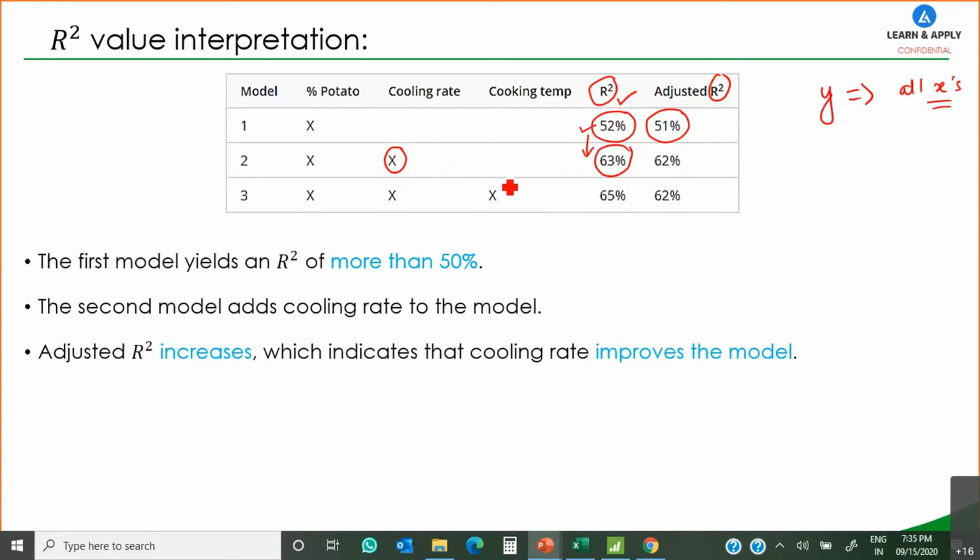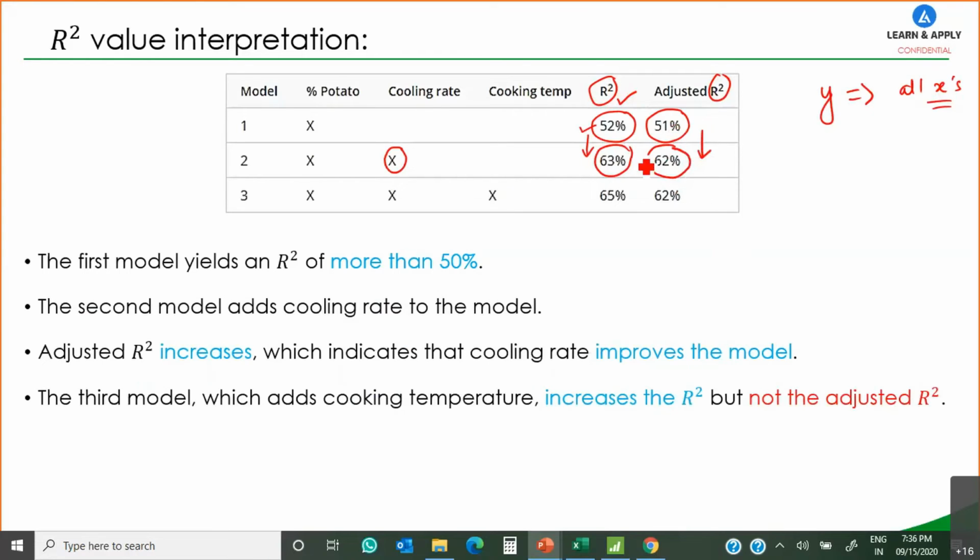As we add multiple variables, multiple factors, irrespective of whether they are impacting Y or not, this R square value is going to increase. But adjusted R square also increases here, which indicates that cooling rate improves the model, right? So now it has improved from 51 to 62%. Now if you add your third term to this model, let's say cooking temperature, this R square is going to increase from 63 to 65%. But if you see the adjusted R square, it won't increase. It will remain at 62%, right?